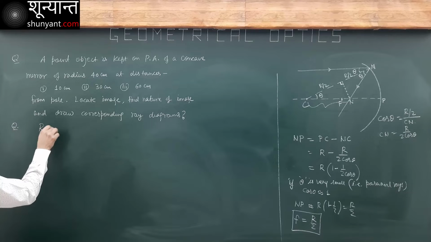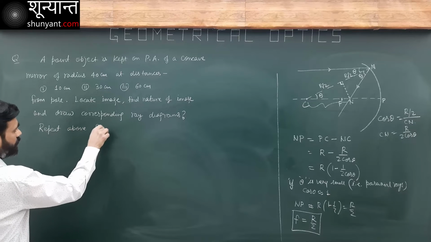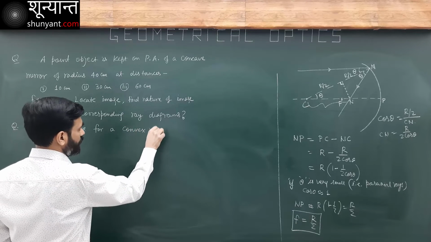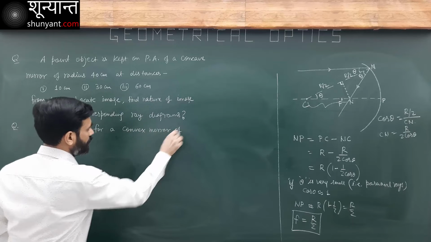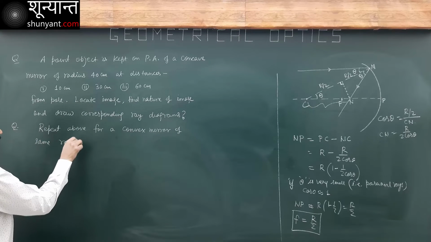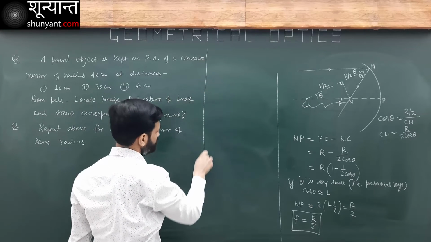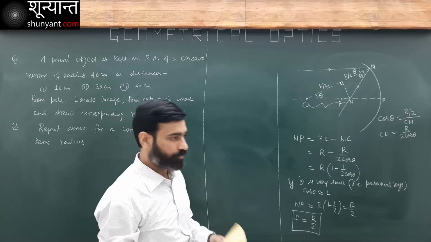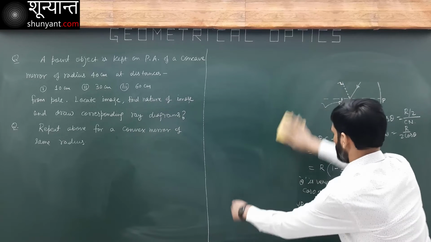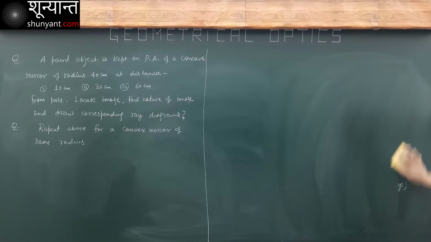Okay. Repeat above for a convex mirror of same radius. Okay, let's see how to do that. Okay, we are going to learn how to use the sign convention and how to use the mirror formula.